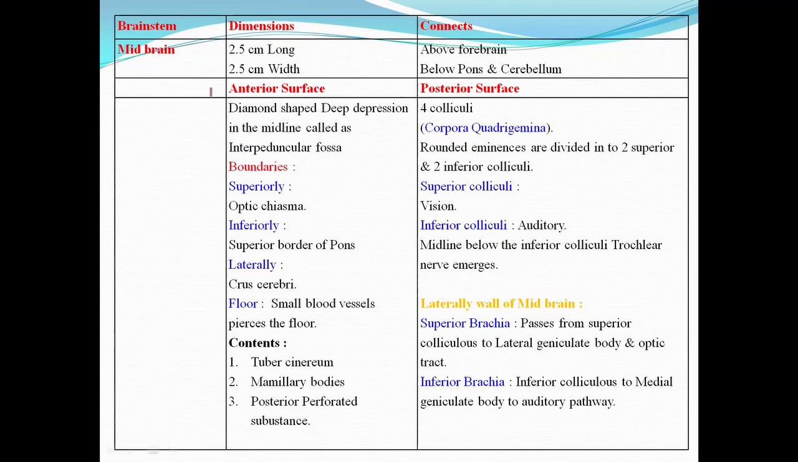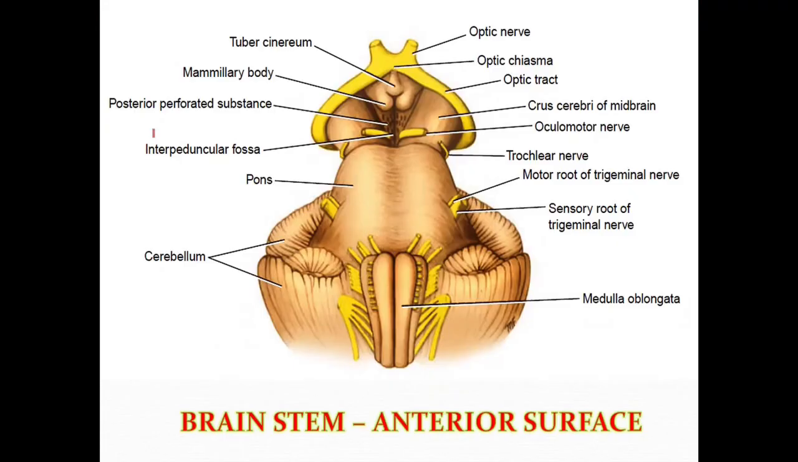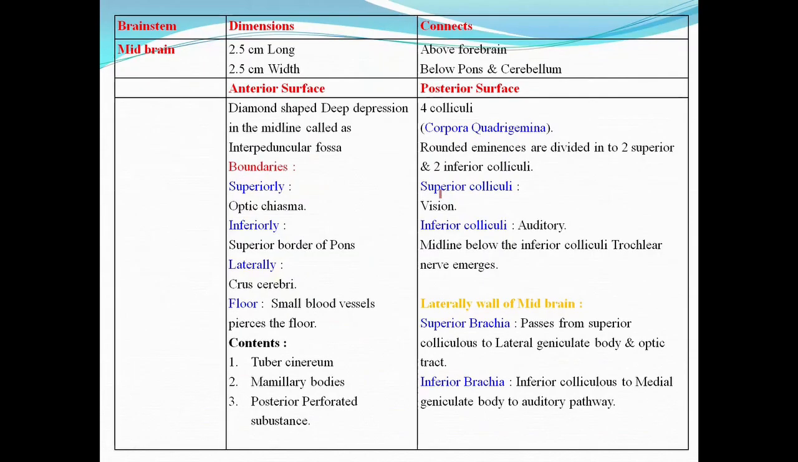As I said, I will be concentrating more on the anterior surface. It is a diamond-shaped deep depression in the midline called the interpeduncular fossa. So this is the deep depression, I'm going to call it the interpeduncular fossa, between the peduncles, which we can identify.